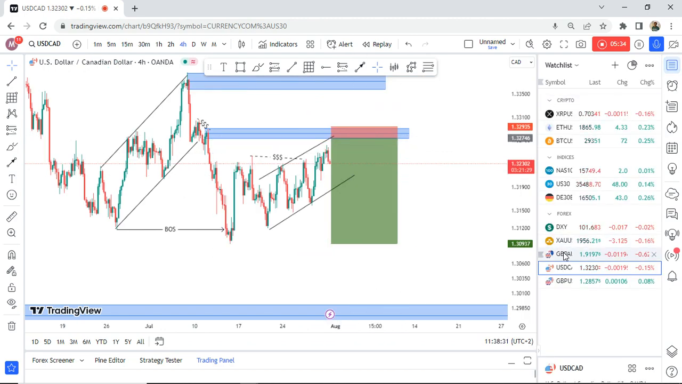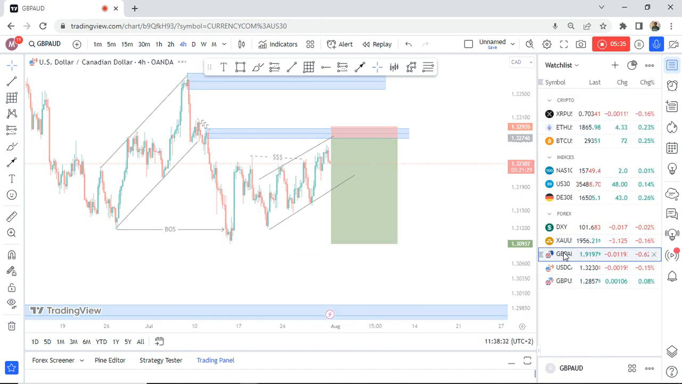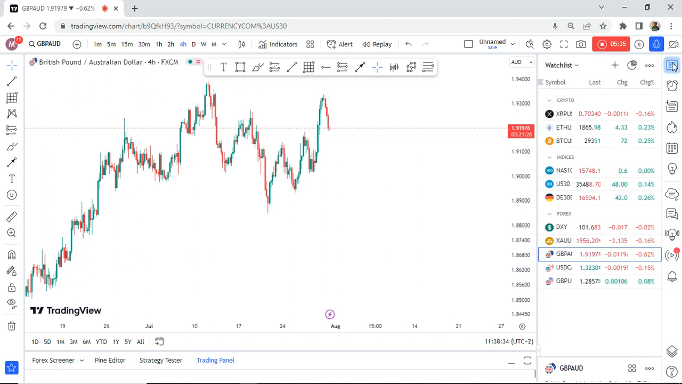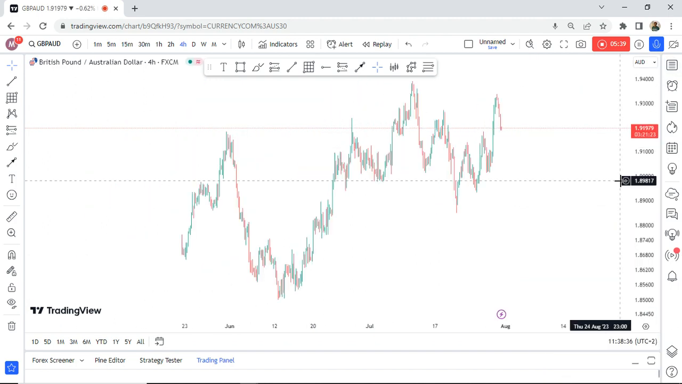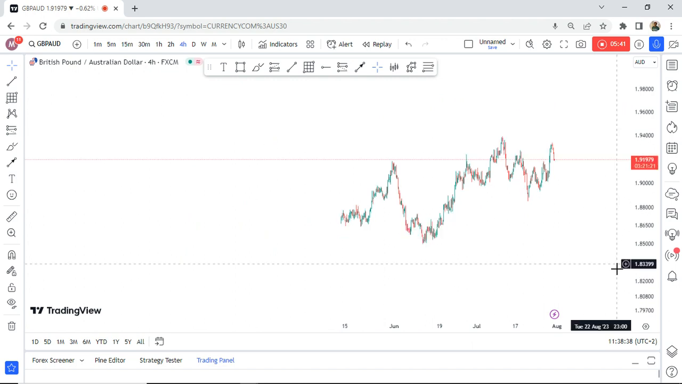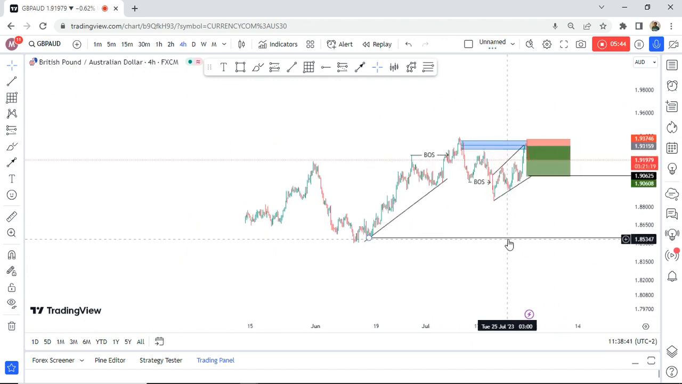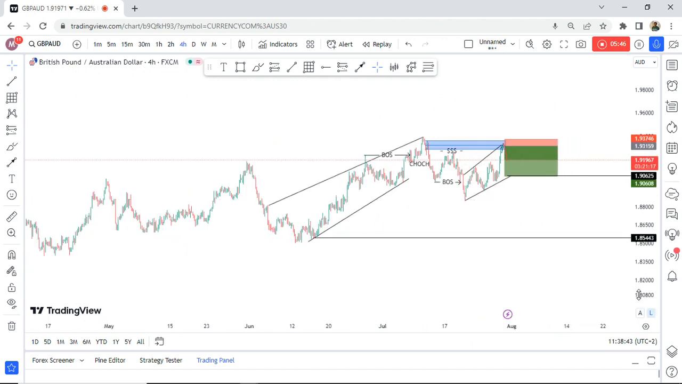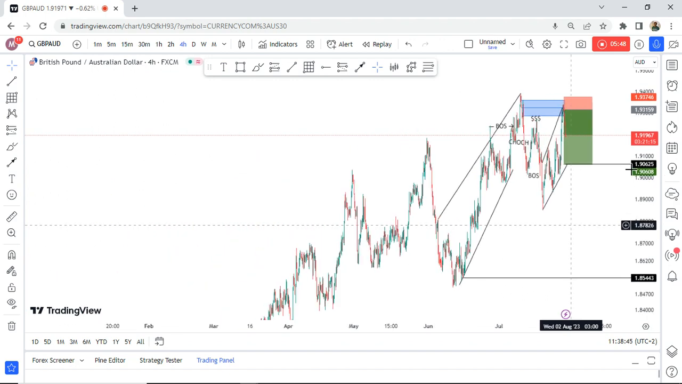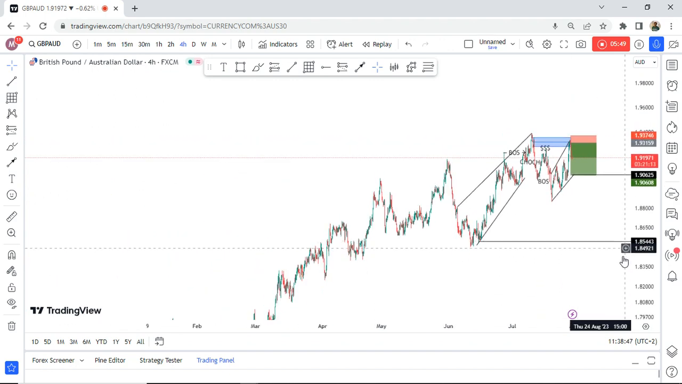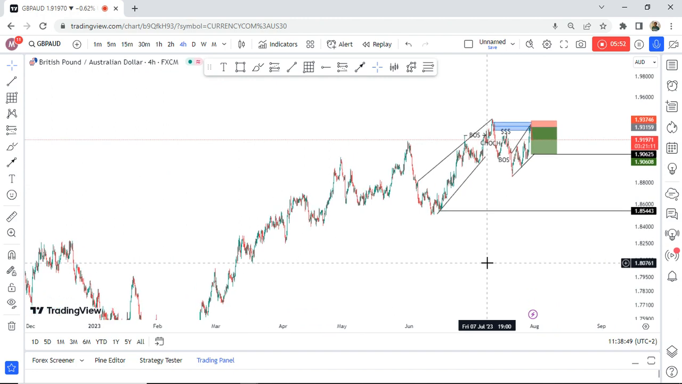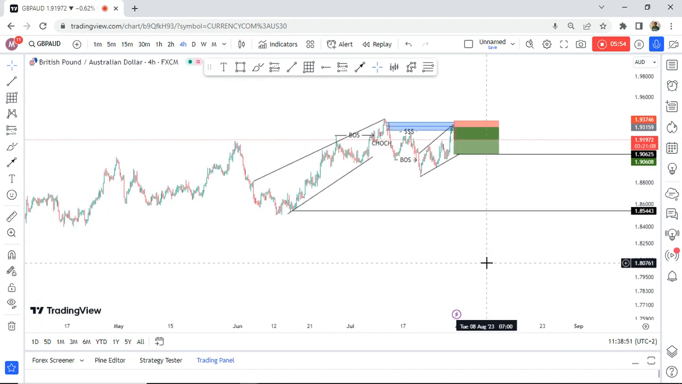Yeah. So the next pair is gonna be GBP AUD. With GBP AUD, I think I'm already involved in this trade. I took it as soon as the market opened. Yeah, I'm already involved in this trade, guys. You can all see that we've been pushing to the upside, but then the market gave us some form of a change of character.